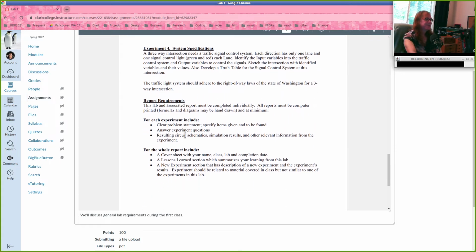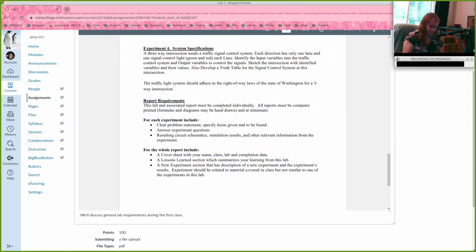All right, and then experiment 4. So experiment 4 is going to be a traffic light controller. And this is an experiment we're going to come to in a number of labs, probably 4 labs I think total, where we'll develop this traffic light control system. And so we're going to build it up. In lab 1, you're doing kind of the high level design of this system. So you're going to basically make a system diagram and a truth table for a traffic light controller.